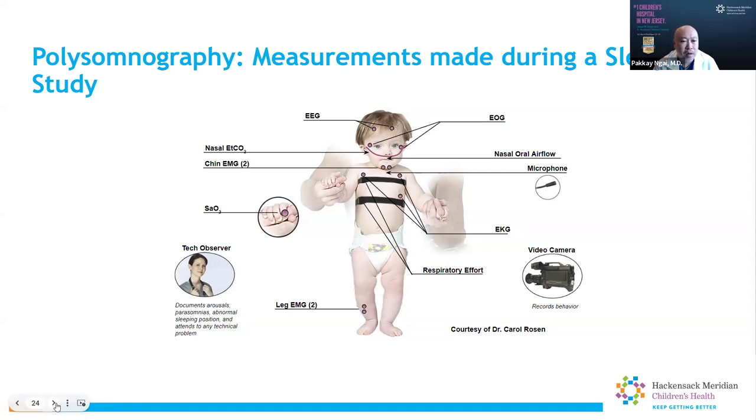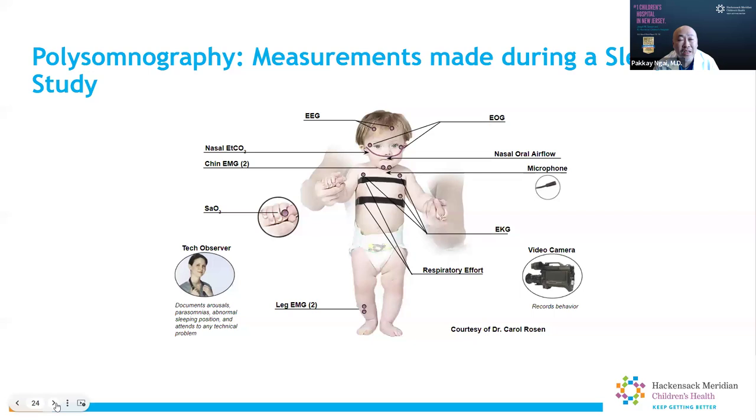At the top, you have a partial EEG, and that's paired with electrooculography, or EOG, and chin electromyography, or EMG. And those three are used to determine the sleep staging of non-REM or REM sleep.